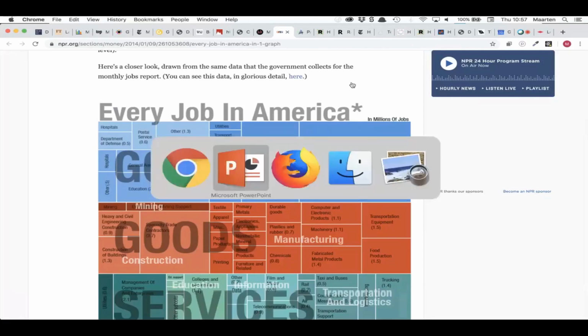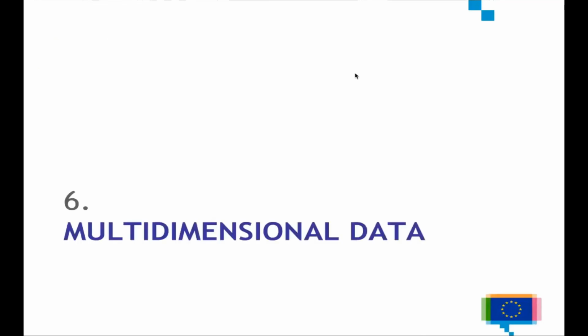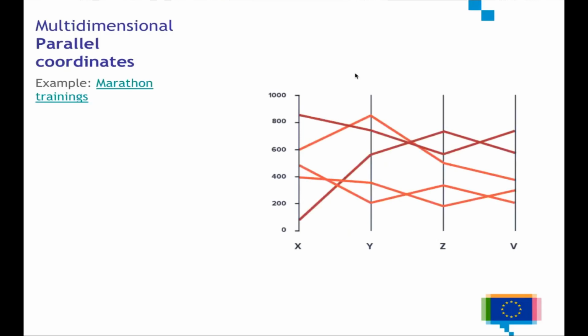So that's a tree map with which you also can communicate numbers and not only the structure of the hierarchy. Then some techniques to show multiple columns in your data at once. So visualization techniques to show multi-dimensional data, and we've briefly touched on this already earlier. And the first technique to show many columns in your data at once is called parallel coordinates.